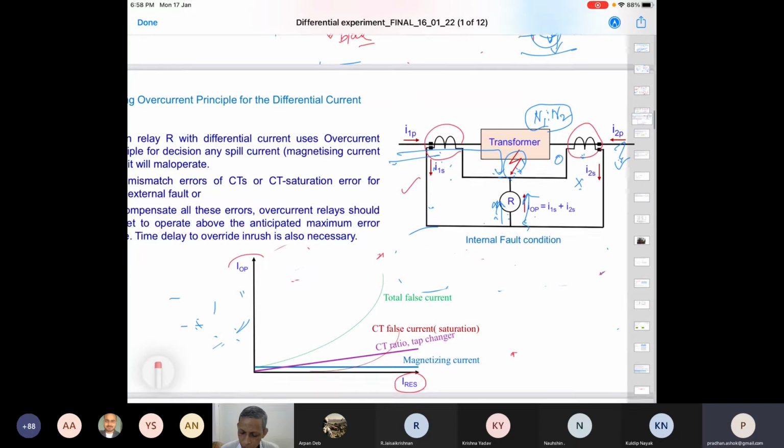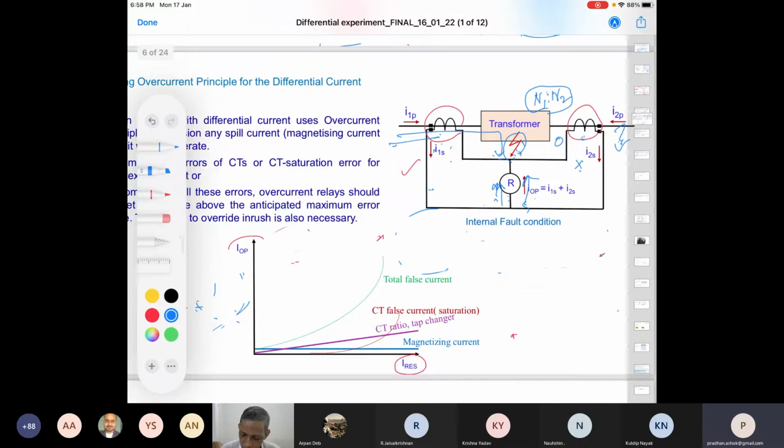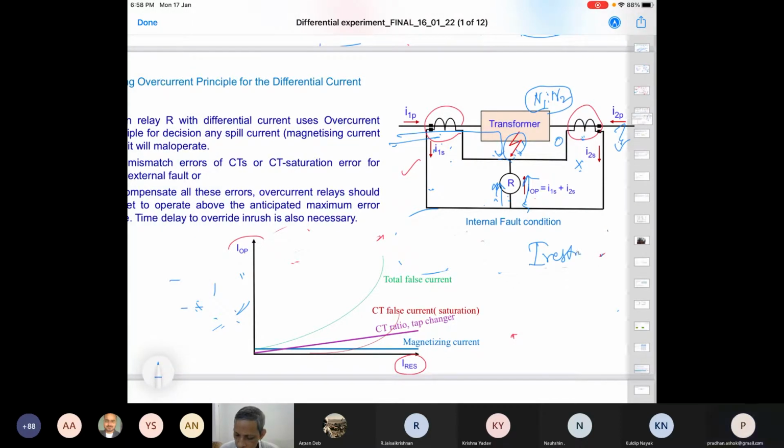Now, what is that better? We call it the restraining current, or restrained current. This restraining current is also called through current, proportional to the through current. What is through current? Current going through this and through this going away. Agree? So during an external fault condition, this is the through current perspective. Now consider the operating current. The operating current is the differential current operating through the relay. Now this operating current versus restraining current.